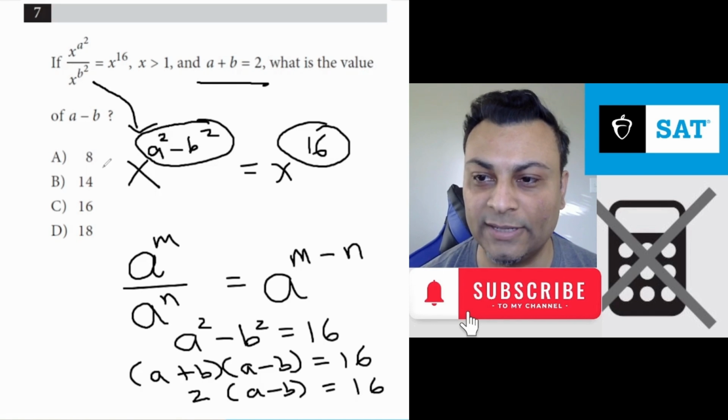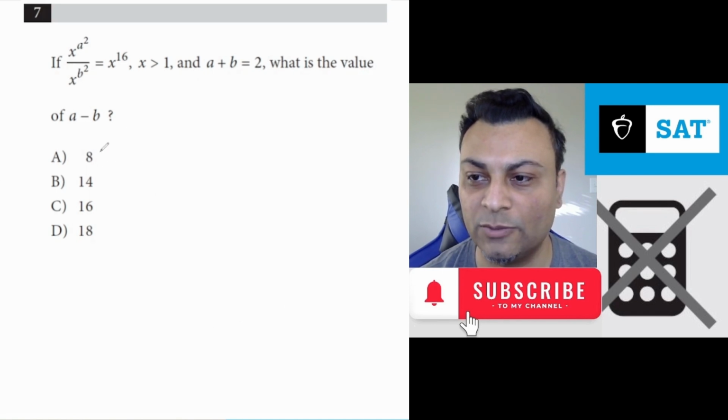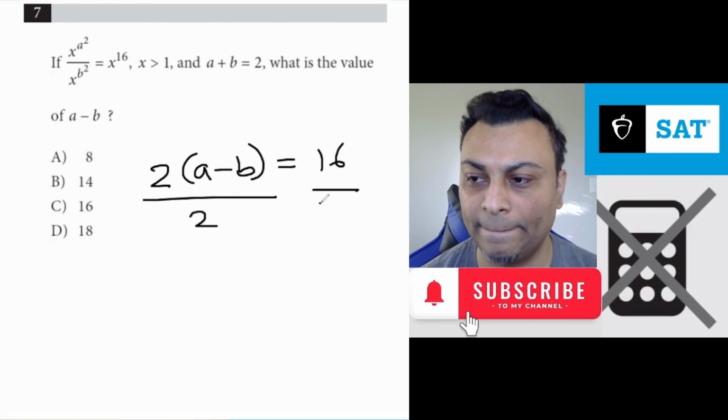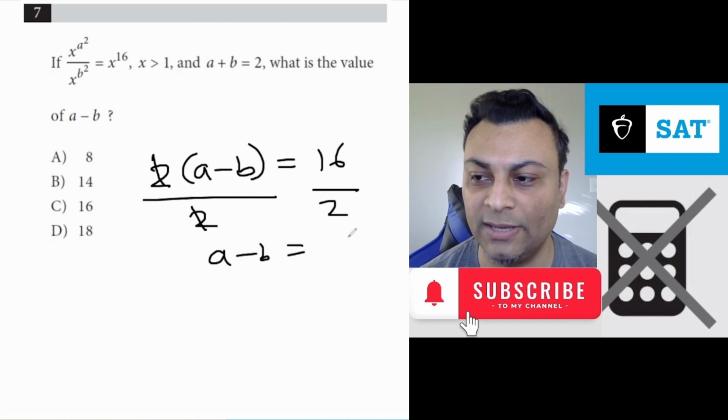So let me write that somewhere higher. 2 times a minus b equals 16. Finally, if you divide by 2, you can get that a minus b has to be 8, 16 divided by 2. So the answer is A.